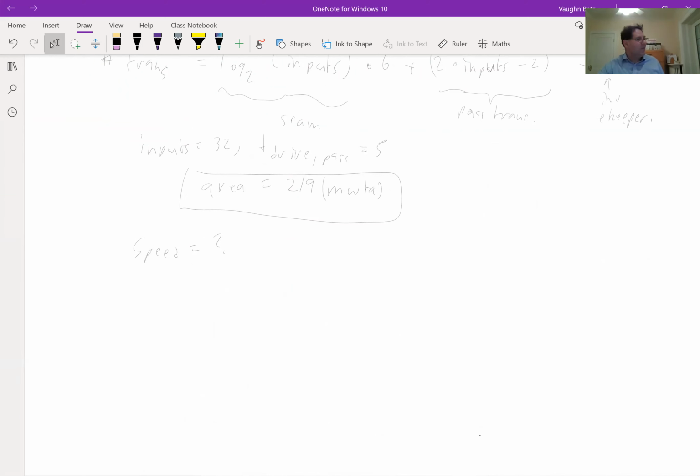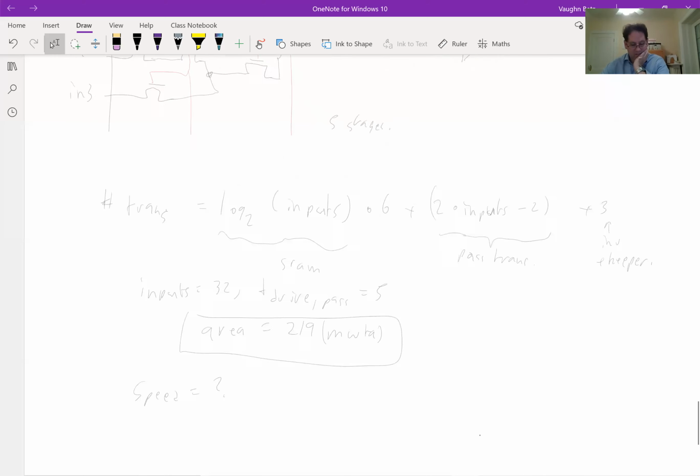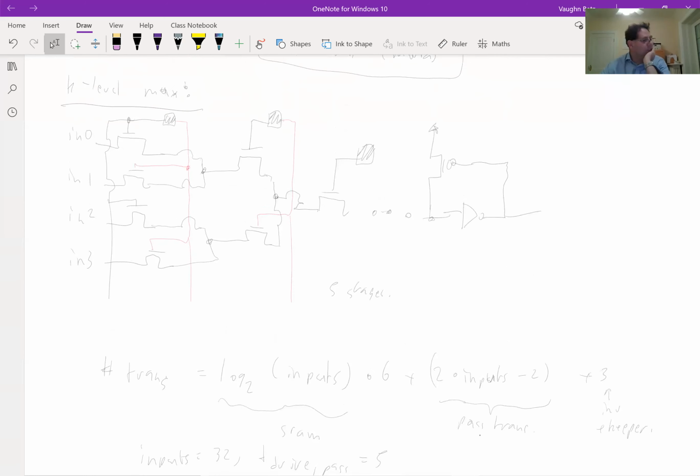It's one of those questions where it's 50-50. So just take a shot. So what do you think? Faster or slower than a 1-level mux?